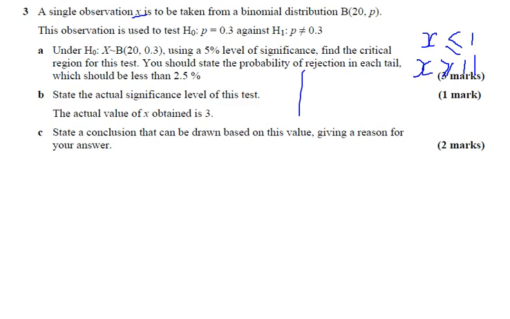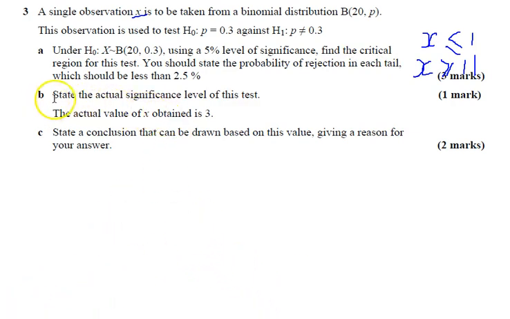Right, and then it says you should state the probability of rejection in each tail, which should be less than 2.5%. So you just write down whatever the probability was for each of these things. So literally write down the entry for 1, and for this one, the probability of 1 minus the probability of 10. Okay, so write those down. I'm not going to go back and get those. I'll let you do that.